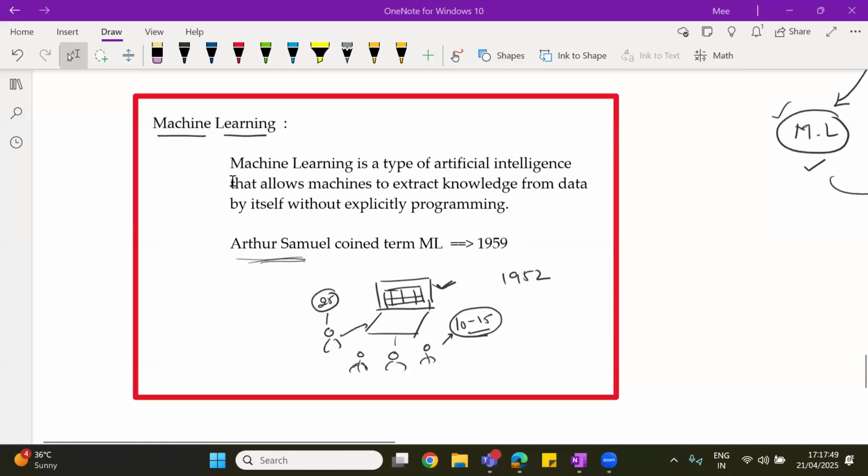Machine learning is a type of artificial intelligence that allows the machine to extract knowledge from the data by itself without being explicitly programmed. You can also define machine learning as a process of developing intelligent machines which can learn by itself without being explicitly programmed. You can say that too, because here the machines extract knowledge from data by itself, or you can say it can learn by itself. Anything you can say. Machines which can learn by itself are called machine learning.